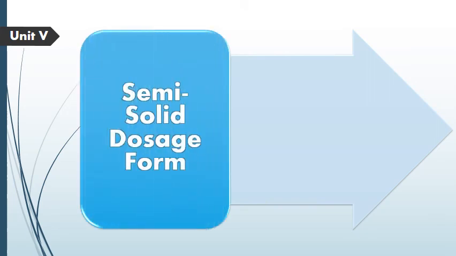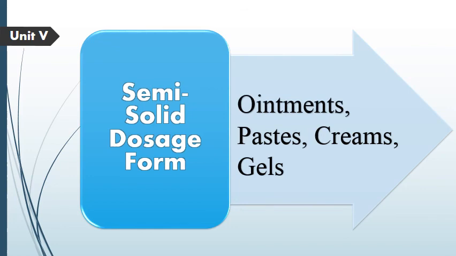In unit 5, we need to see the topic semi-solid dosage form. First we have to see the definition of semi-solid dosage form, the advantages and disadvantages of semi-solid dosage form, its classification, and the mechanism and factors influencing the dermal penetration of drugs, like how the drugs will penetrate into the various mucous membranes if they are in a semi-solid dosage form. Then the preparation of various semi-solid dosage forms such as ointments, pastes, creams and gels. We will see that. Then the excipients which are used to make the semi-solid dosage form, and the last is the evaluation parameters of the semi-solid dosage form.